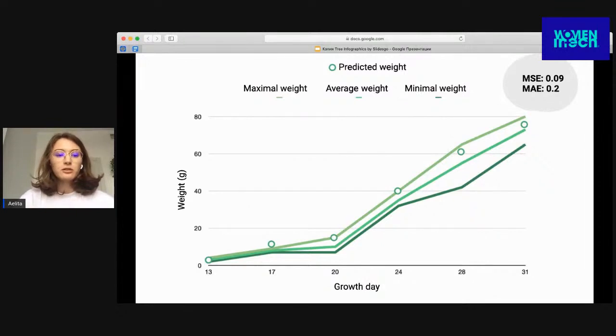Also, during testing, we fine-tuned our model, and this plot shows the result, how the resulting model predicts weight for one plant over the days. And the model achieved the error rates presented on the slide: mean squared error of 0.001, 0.09, and mean absolute error of 0.2.